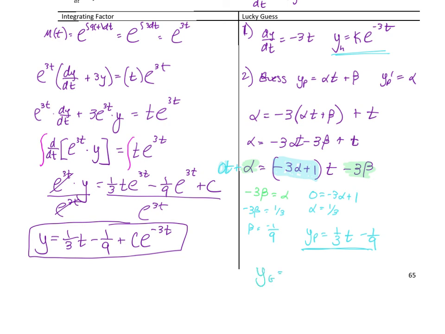Y general is going to be k e to the negative 3t plus 1/3 t minus 1/9, which is exactly what I got over here. I named the arbitrary constant something different, but it's essentially the same solution.